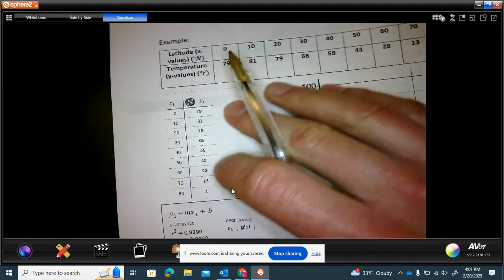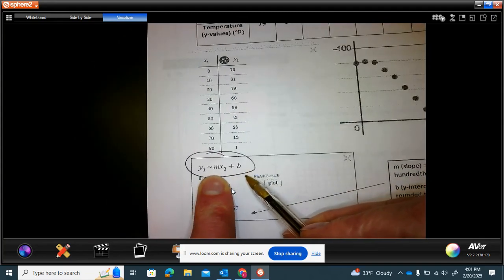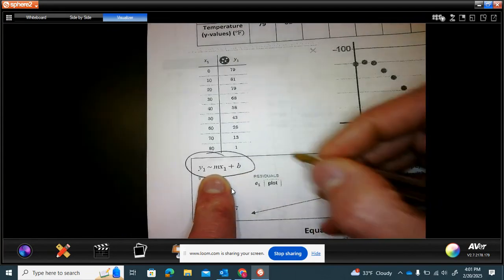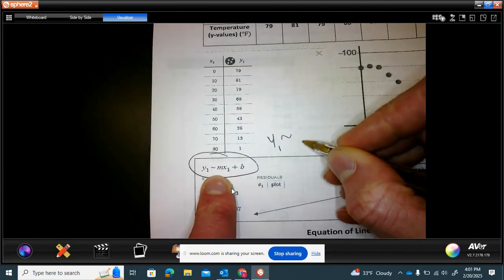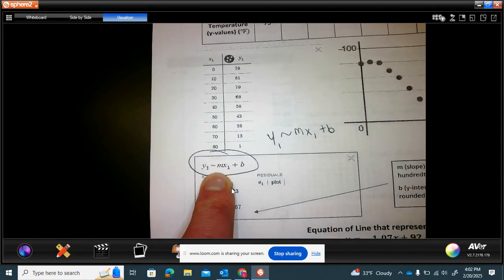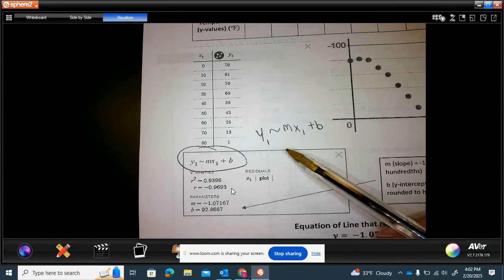After you type in the data set, you type in this formula. You have to know this. If there's one equation that you should know for the EOC, it'd be this. It's y1 with a little squiggly line, mx1 plus b. I think in Spanish class maybe that's a tilde. I'm not sure. But that is what you type in below the chart.